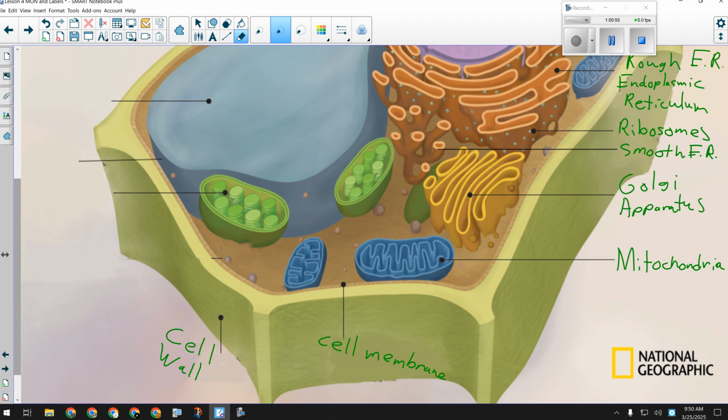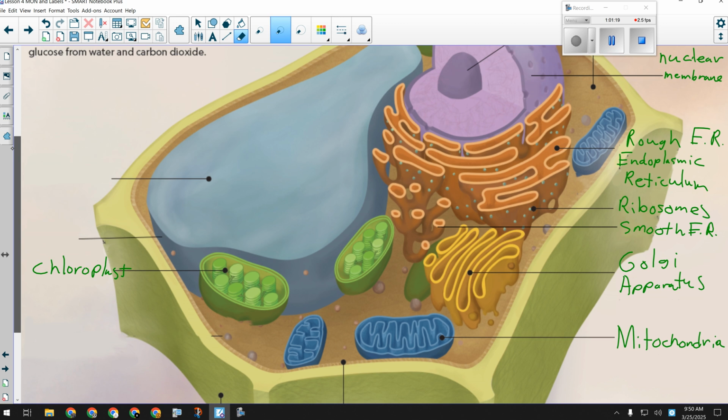Okay. So we are looking at the green thing. What's the green thing? Chloroplast. Okay, what does the chloroplast do? It carries out photosynthesis, exactly. It makes sugar for the cell using photosynthesis.